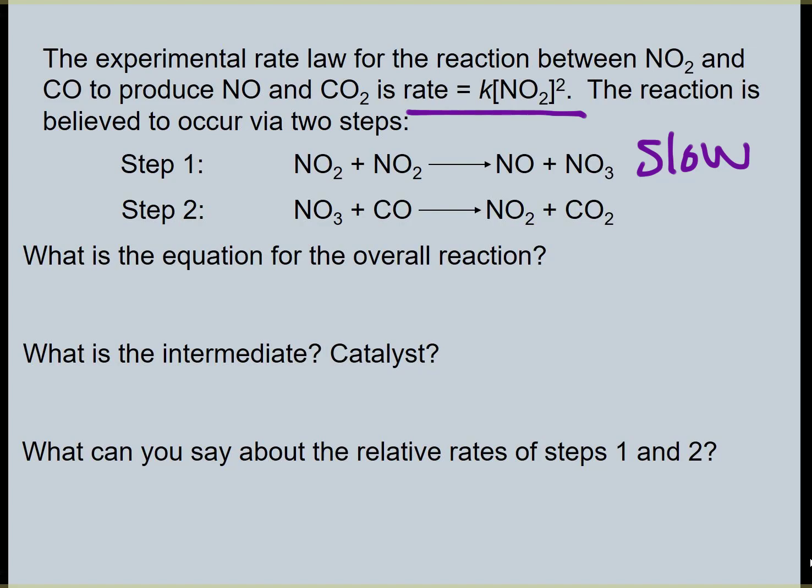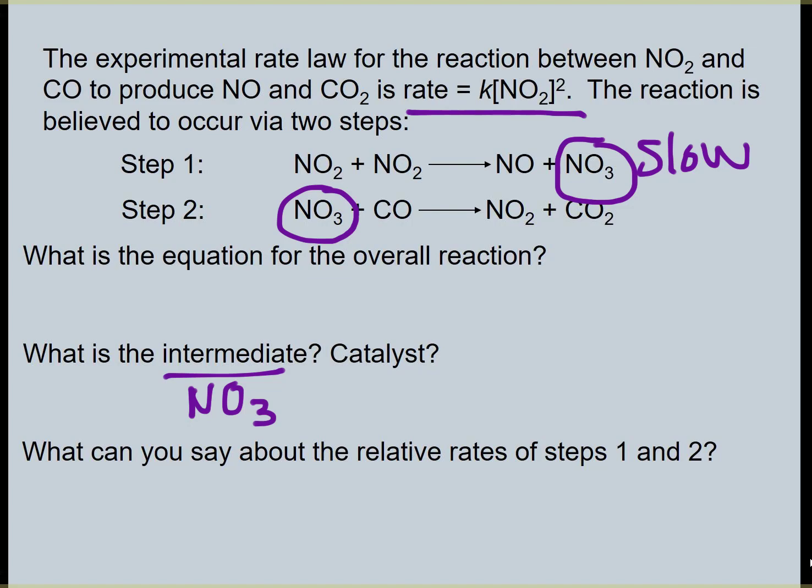So can we identify any intermediates or any catalysts? Remember, an intermediate occurs in the products and the reactants, and it gets used up in the reactions. I see that I have an NO3 in step 1 as a product, so it's formed, but then it goes on and it is used up in step 2. So that's my intermediate, NO3. Let's just double check that there are no other intermediates. And it doesn't look like there are.